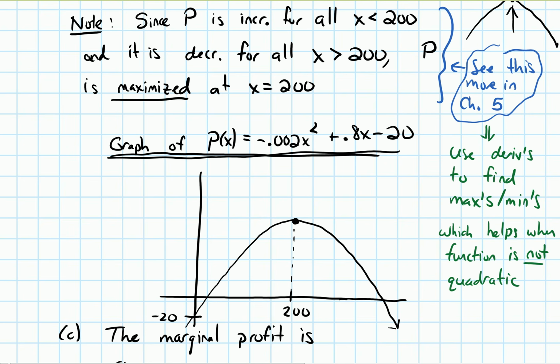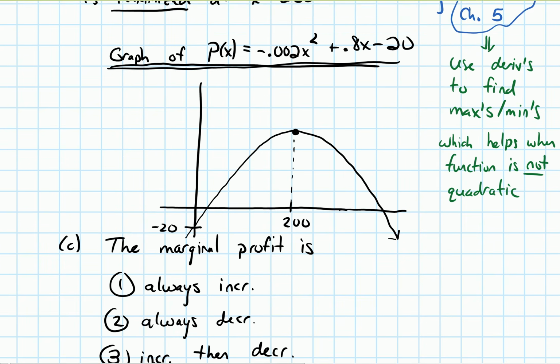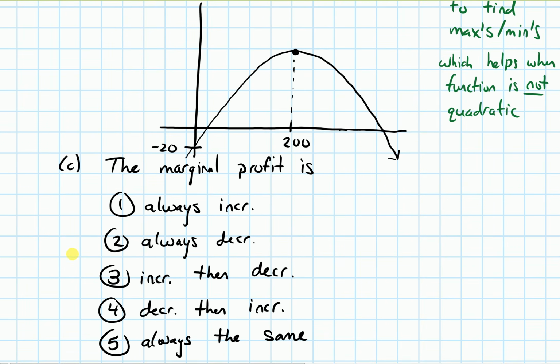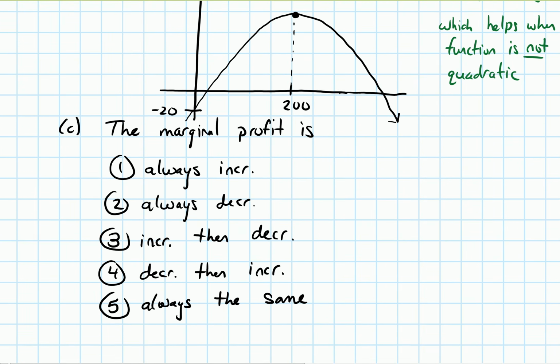Alright, so I will end with one more example for this video. And that's a question about marginal profit. So this says the marginal profit in this example is 1, always increasing, 2, always decreasing, 3, increasing then decreasing, 4, decreasing then increasing, or 5, always the same.